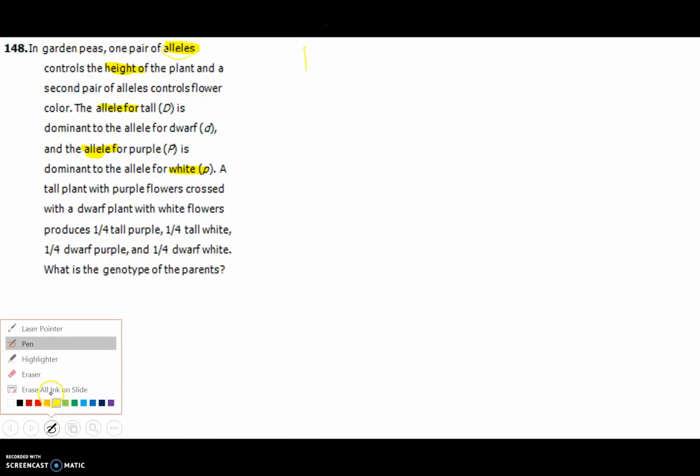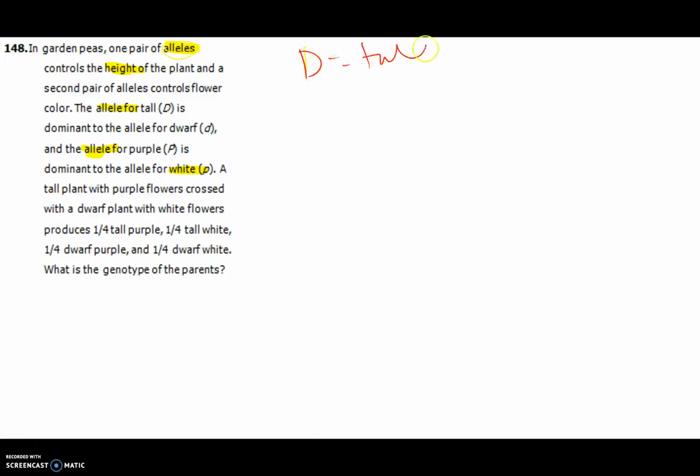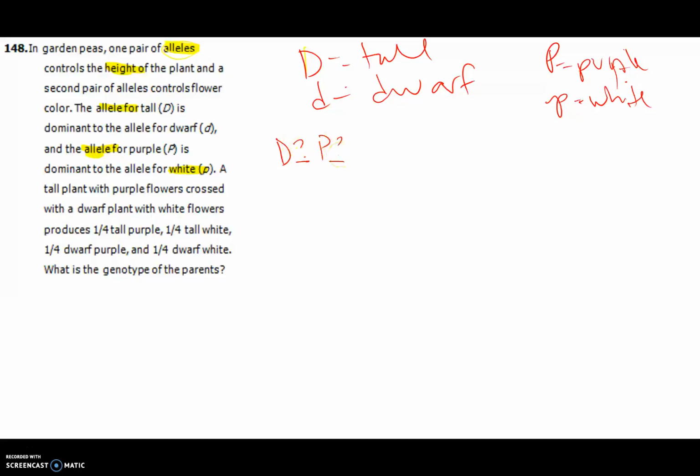So when we write down, like for height, tall is dominant and dwarf is recessive. And then we're going to write down that purple is dominant and white is recessive. So here they're talking about a tall plant with purple flowers. So we know this for that one parent. We don't know what the second allele is because they could be homozygous dominant or they could be heterozygous, but both of those would result in looking tall and purple.